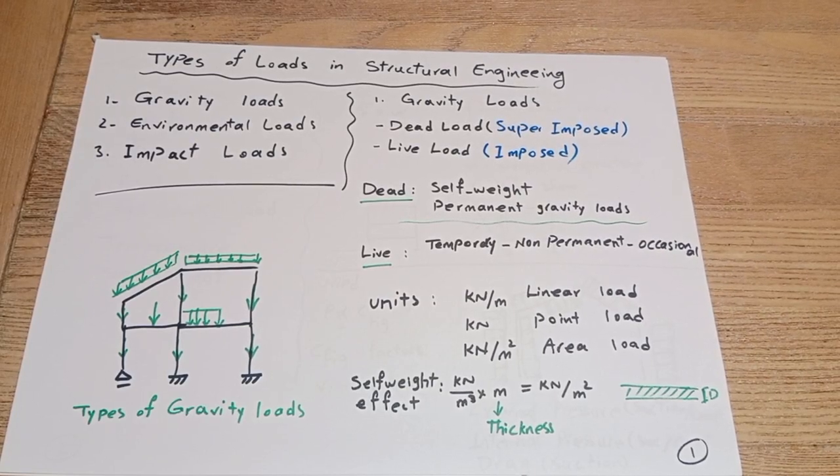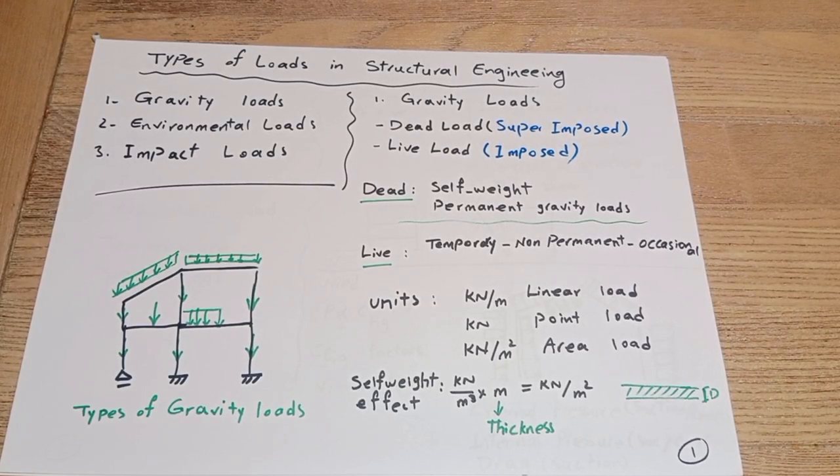Hello everyone. Today I'm going to talk about all types of loads in civil and structural engineering. It includes all potential and actual loads that we deal with in everyday design. In general, the loads are of three types: one is gravity loads, second environmental loads, and third impact loads.